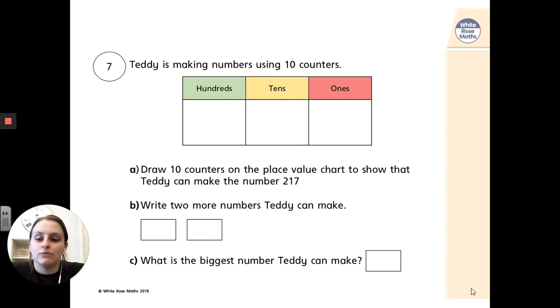Now, you need to write down 2 more numbers that Teddy can make. So again, you might want to draw some more place value charts, so you'll need 2. Remember, you are only using 10 counters. So in your first one, spread your 10 counters out, what number can you make? And then your next one, spread your 10 counters out, what number can you make?